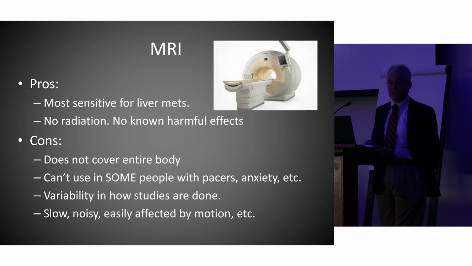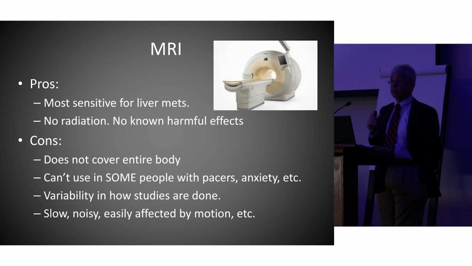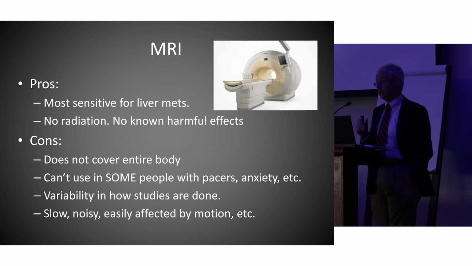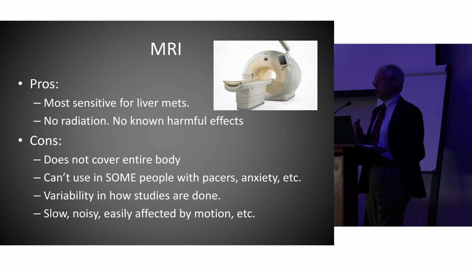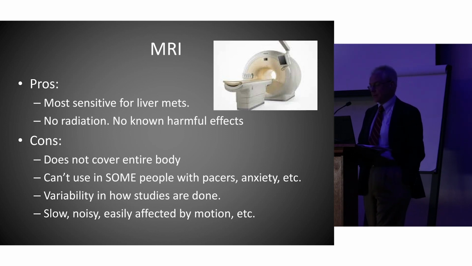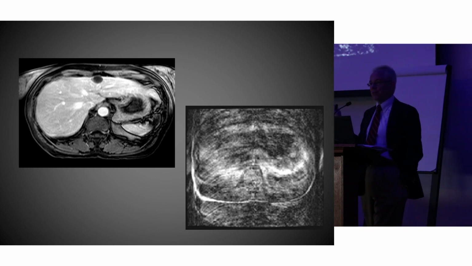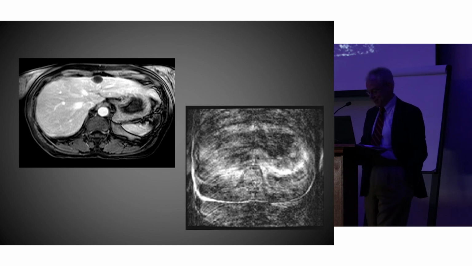There is substantial variability in the quality of MRIs. To run one of these machines well and use it to its potential involves a lot more physics than I will ever understand. But in that we see MRI scans performed from around the country, we can affirm that there is substantial variability. It's slow, it's noisy, and they are affected by motion. This is the same patient, same part of the body, with motion and without motion. And you can see how it doesn't take a lot of motion to render the study worthless.